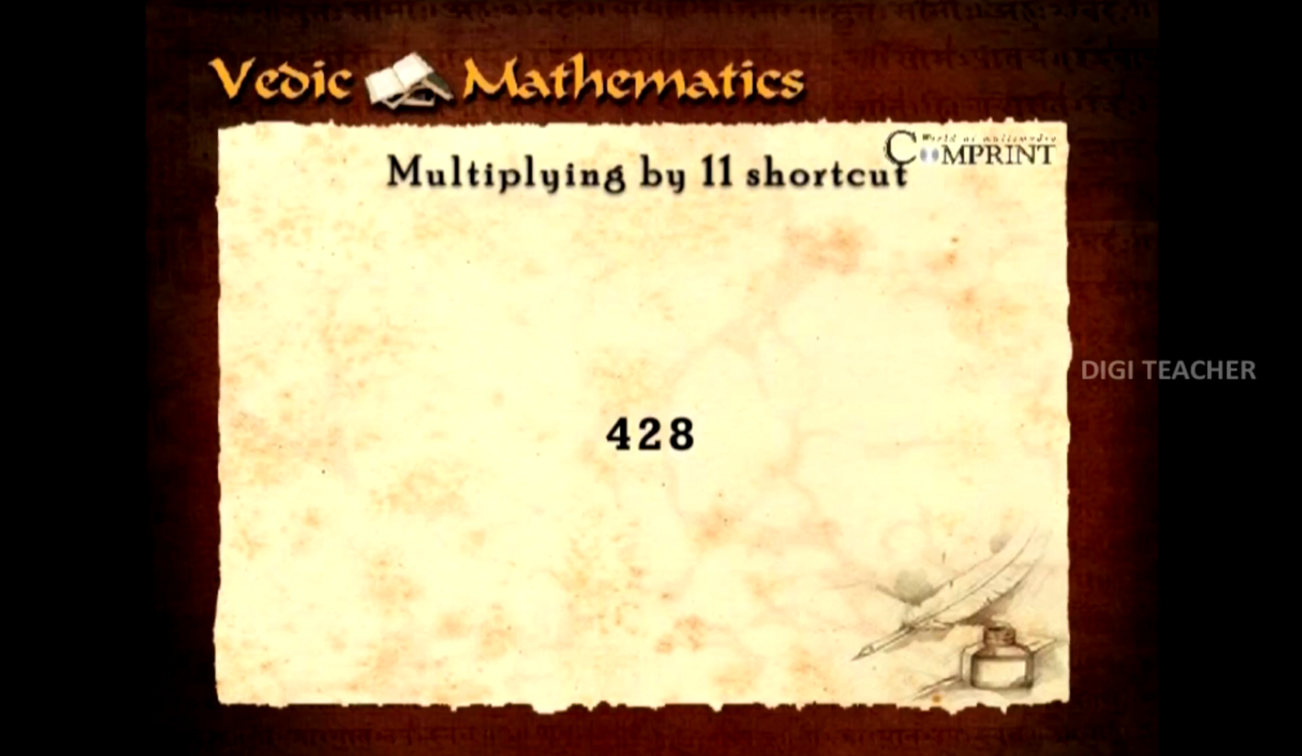Now, we need to input 1 from the 12 into our answer also, and to do this, just add the 1 from 12 to the 4 of 4, 2, 8, giving 5, 2, 8. Okay, now let's go to one more. 74 multiplied by 11, that is 7 plus 4 equals 11.